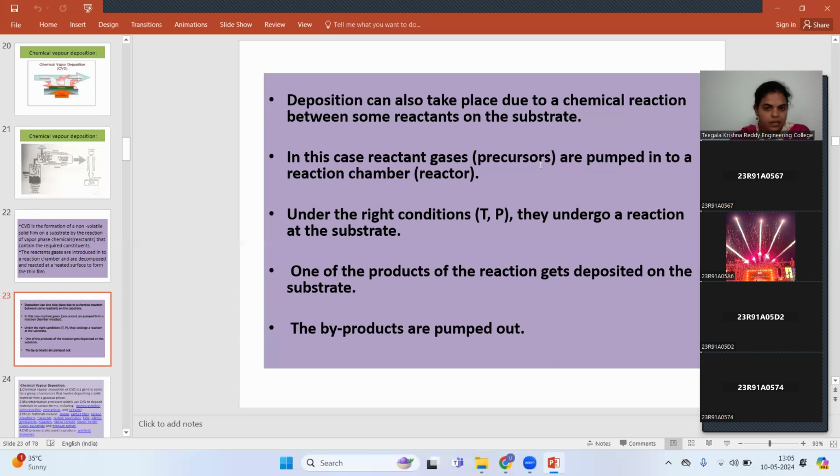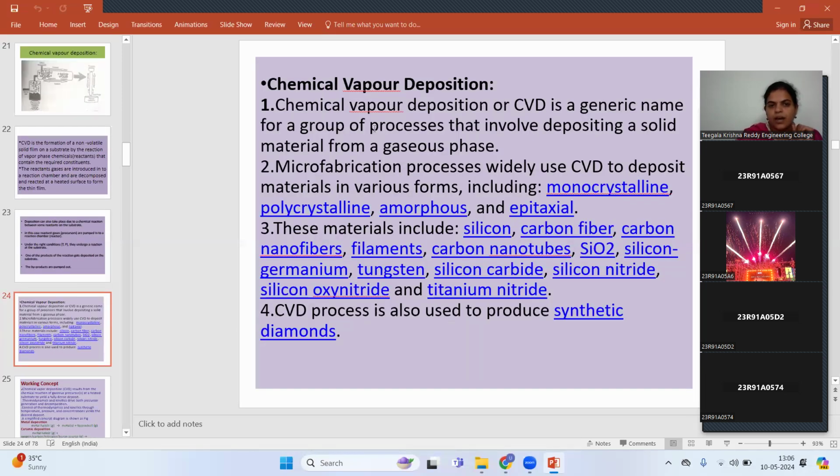Precursor is taken into reactant gas and pumped into a reactor or reaction chamber. Under the right conditions, they undergo a reaction at the substrate. This is the total procedure. One of the products of the reaction gets deposited on the substrate. The byproducts are pumped out. Chemical vapor deposition, or CVD, is a generic name for a group of processes that involve depositing a solid material from the gaseous phase.